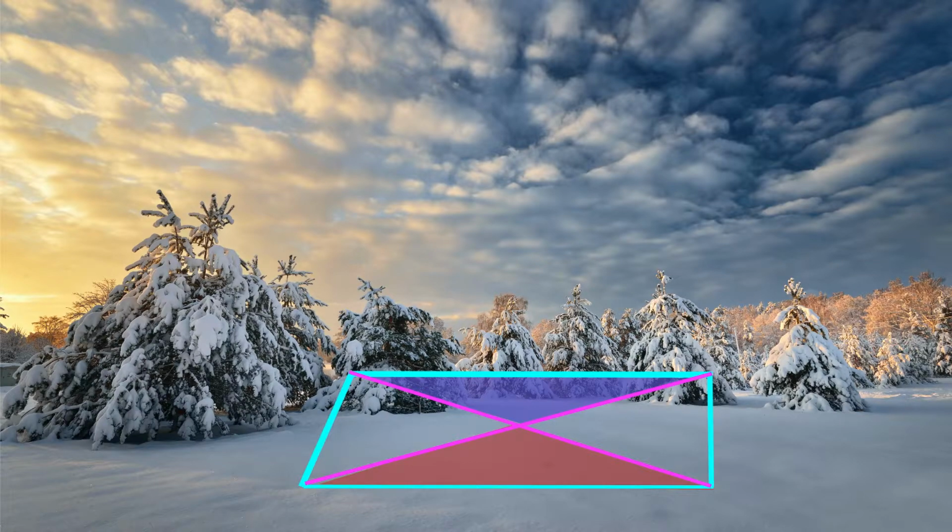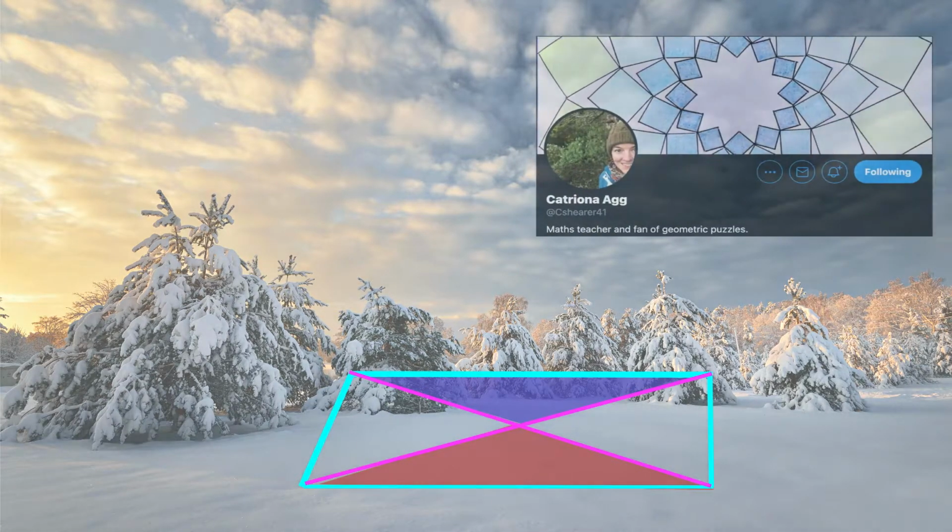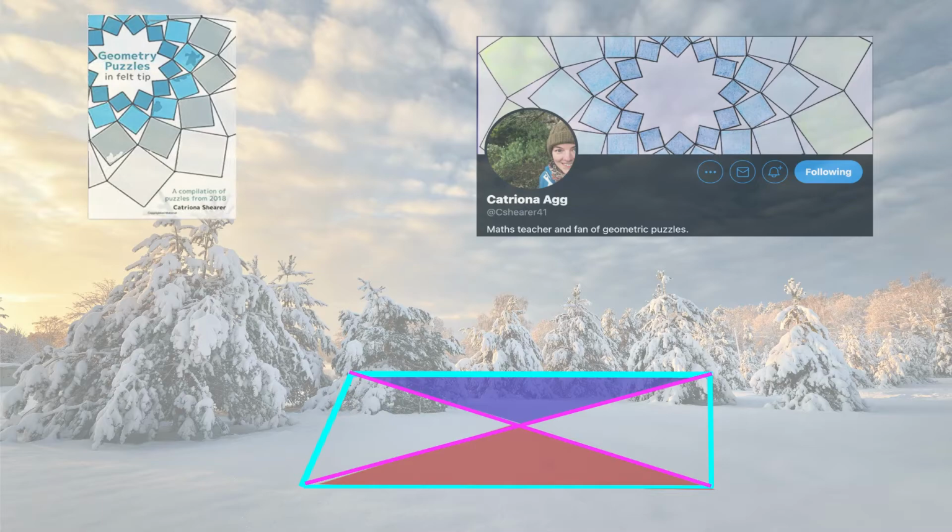Unicorns today, for some reason, bringing us a geometry problem. Another one from my favorite geometry problem creator, Catriona, a math teacher from Cambridge that you can follow on Twitter or can support by buying her book.